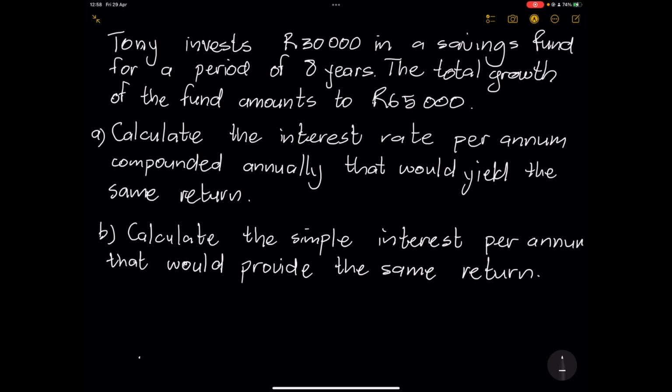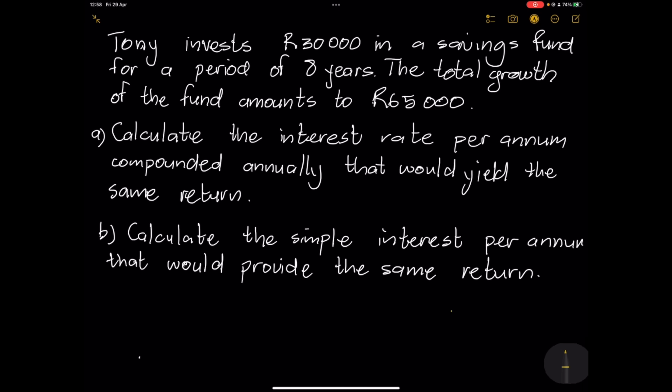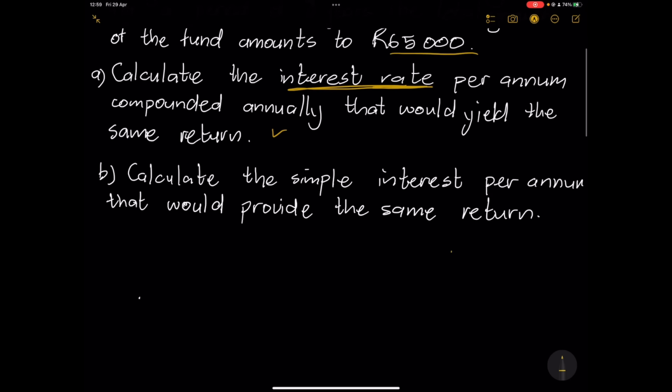for a period of 8 years, right? They say the total growth of the fund amounts to 65,000. So in this case, they are also giving us the accumulated amount, right? They say calculate the interest rate. Note now we are calculating the interest rate, not the interest, right? Per annum compounded annually, that would yield the same return. So in this case, we are considering compound interest.